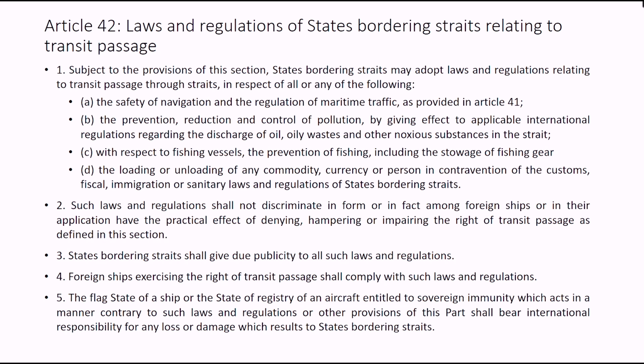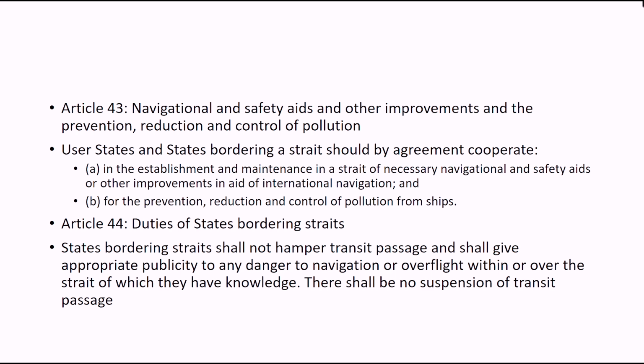Secondly, after Article 42, Article 43 talks about navigational and safety aids and other improvements and the prevention, reduction and control of pollution, wherein user states and states bordering a strait should by agreement cooperate in the establishment and maintenance in a strait of necessary navigational and safety aids or other improvements in aid of international navigation and for the prevention, reduction and control of pollution from ships. Article 44 talks about duties of states bordering straits.